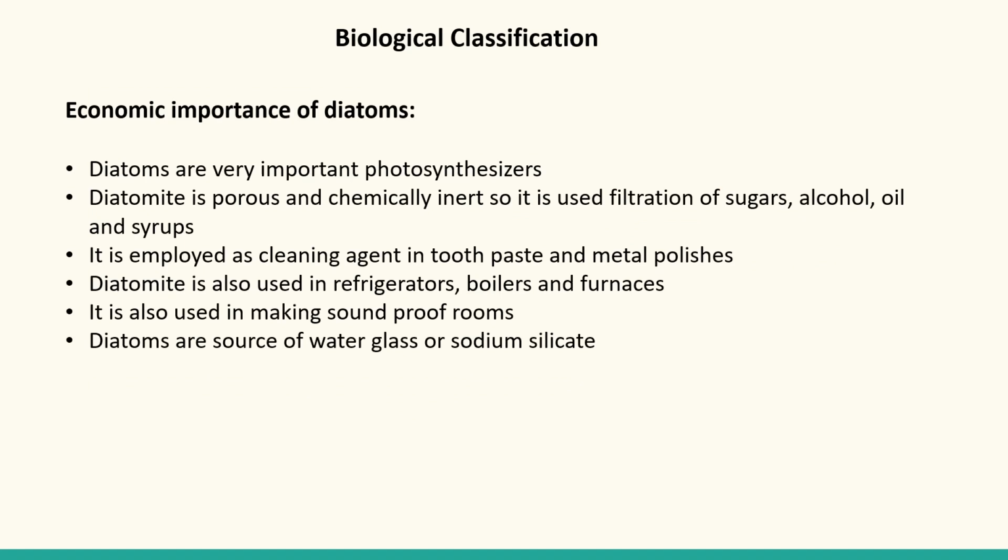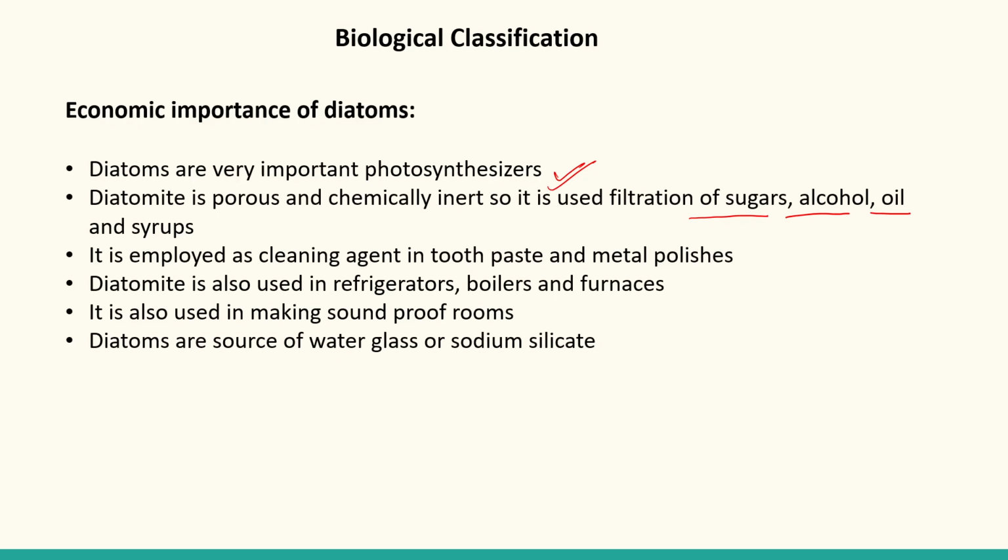Now the economic importance of diatoms. Diatoms are very important photosynthesizers, so that is why they are called the chief producers of the oceans. Diatomite is porous and chemically inert, so it is used in the filtration of sugar, alcohol, oil and syrups.